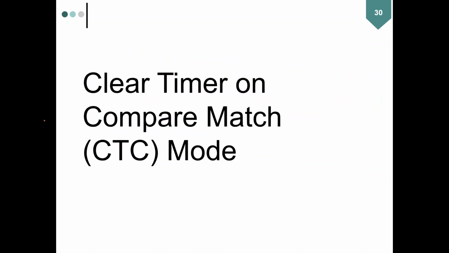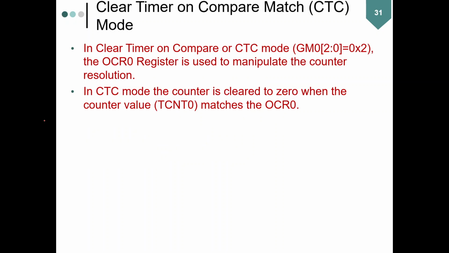Then the clear timer on compare match mode, CTC mode. It would have been better if they had written it as CTCM mode for the sake of completeness. So in this mode, CTC mode, the pins which are the waveform generation mode pins, so the W is missing over here, that you can put yourself, are set to 0 cross 2, which is 0, 0, 1, 0.